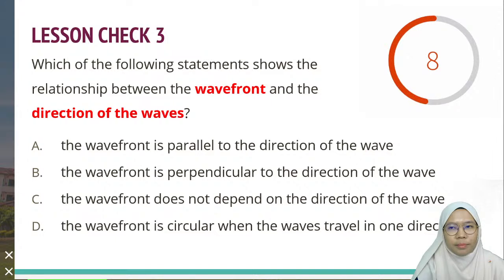Which of the following statements shows the relationship between the wavefront and the direction of the wave? So the keyword over here is perpendicular. So the answer is B. Do we have another question?